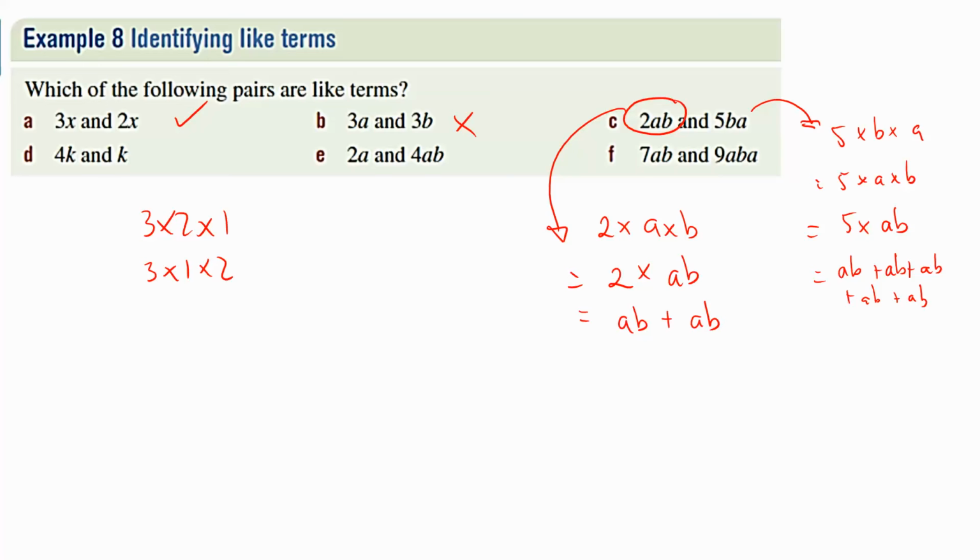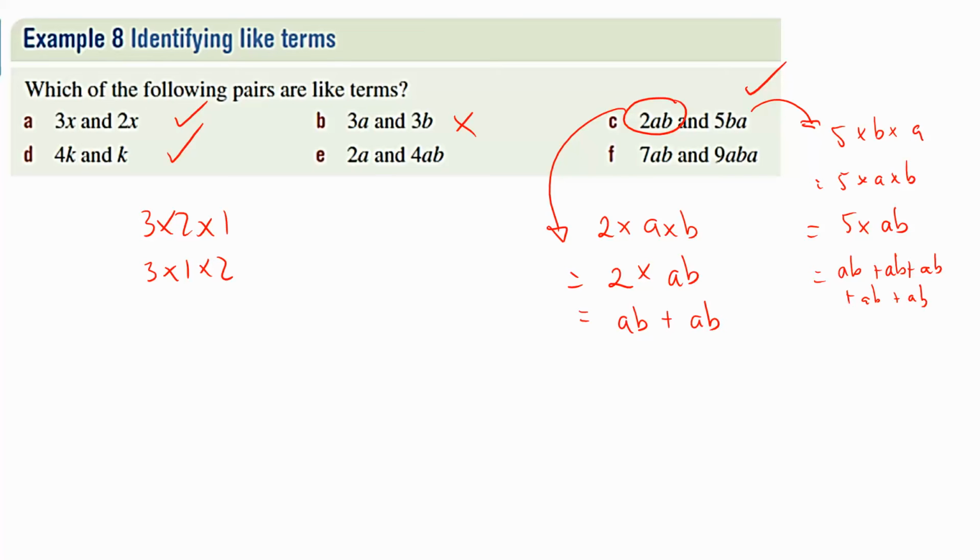So we now know they are like terms because B, A. You look at the letters and you say, well, I've only got one A, I've only got one B. Are they both the same powers? Yes, they are. There's only one A, one B. Doesn't have A squared, doesn't have B squared. Okay, so those are like terms. What about 4K and K? Yes. Like terms, fantastic. Yes, they are.